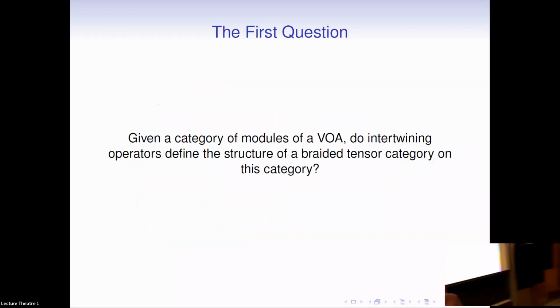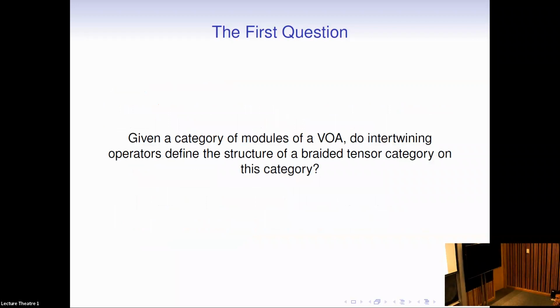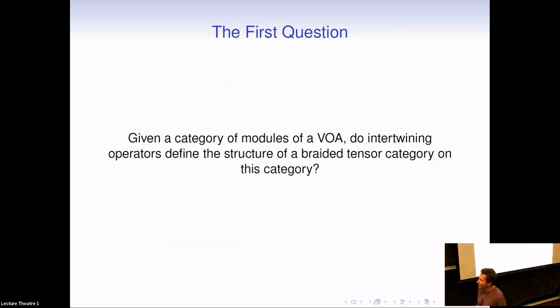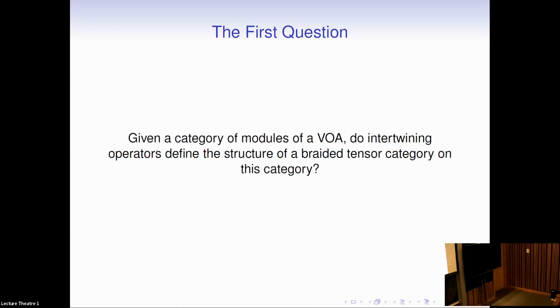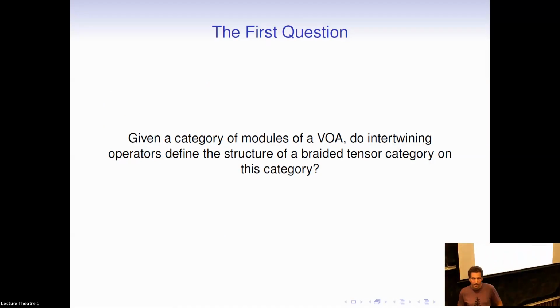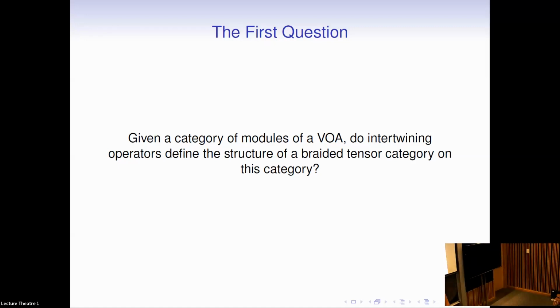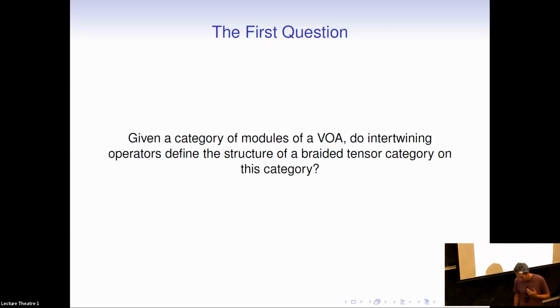Anyway, I'm interested in two questions. First of all, you choose your VOA and you choose your type of modules, with a certain bunch of niceness conditions, ideally not too many, so that you get a nice big class of modules. But then you wonder whether you can give this category the structure of a tensor category, meaning you naturally have intertwining operators on this category, but whether these intertwining operators define a braided tensor category structure.